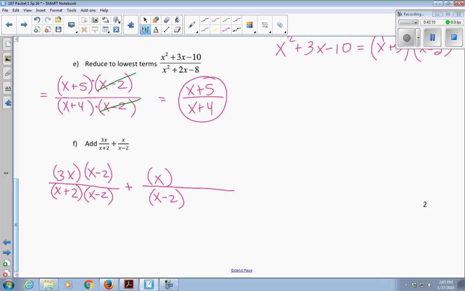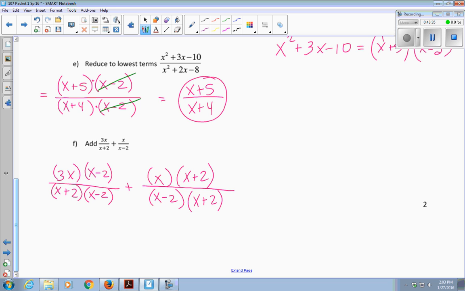Now I go to my next fraction. It has an x minus 2. It looks at its neighbor and it says, well, you've got an x minus 2. I already have one. I'm cool with that. But you have an x plus 2, and I would really like one of those. Right? So we add an x plus 2 to the denominator and to the numerator. And now both of my fractions have the same denominator.